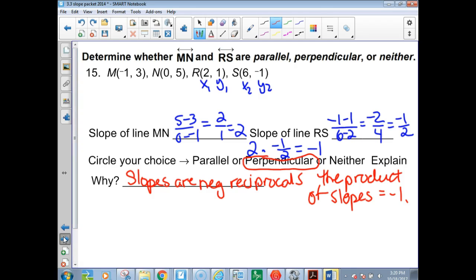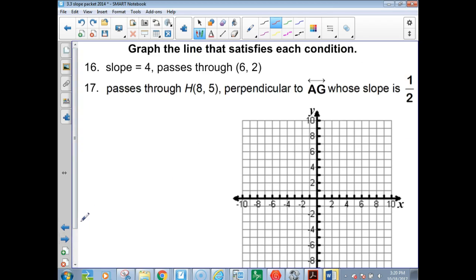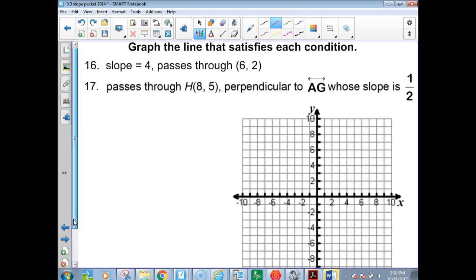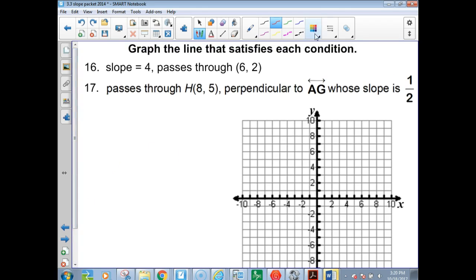All right, see what else we got here. Let's do a couple of these graphs. It says, graph the line that satisfies each condition. Not every question is telling you in y = mx + b form. This says, have a slope of 4 and pass through the point 6,2. So we want to plot the point 6,2.